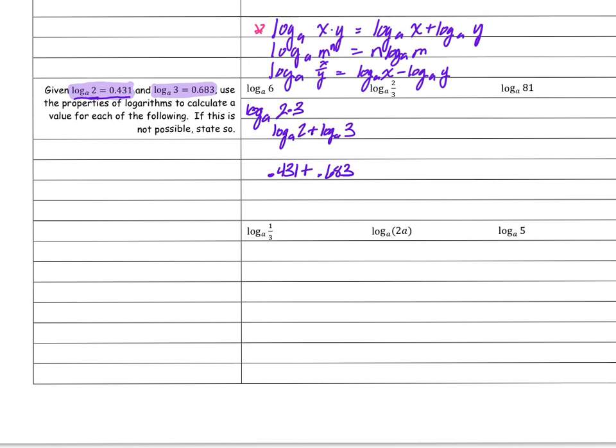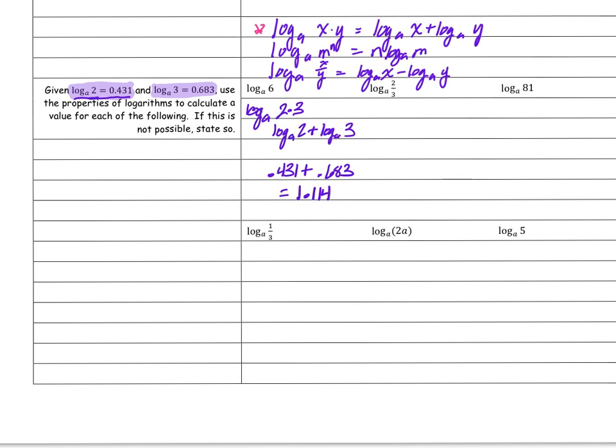So then I want to put that into my calculator. If I can get to my calculator, that is. Sorry, I should have had it ready, but I didn't. You guys know me, I'm usually asking you guys to do this. So, 0.431 plus 0.683, so this equals 1.114, and that's my answer. So log base a of 6 is 1.114. Done. Okay.